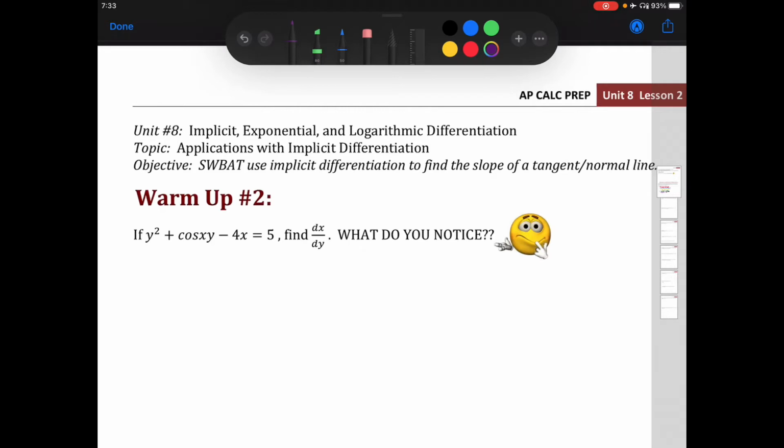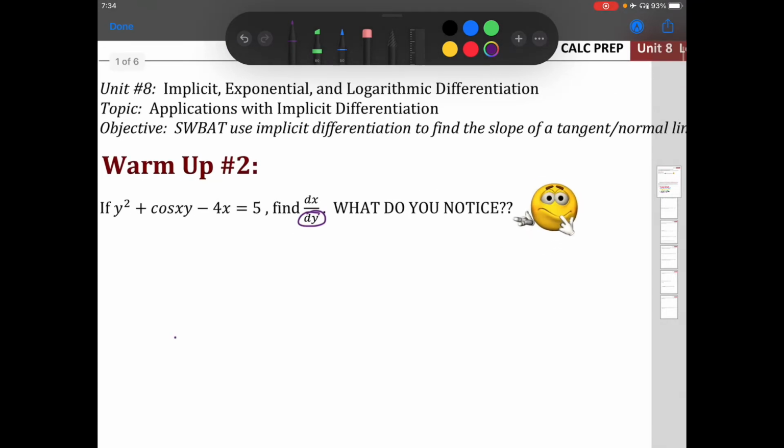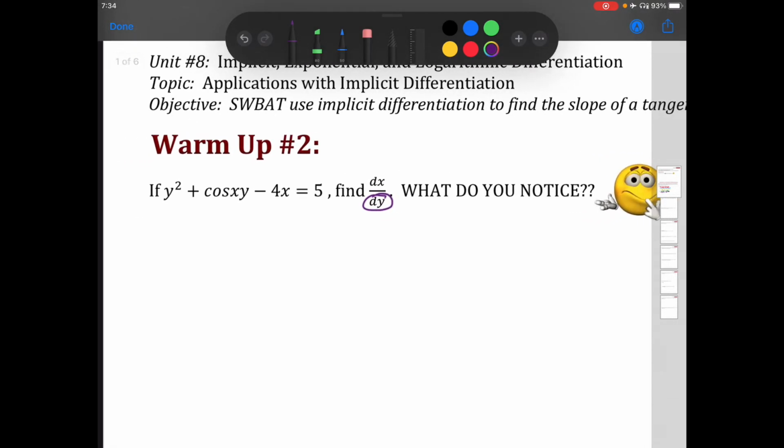The warm-up gives us a curve and it's asking us to find the derivative with respect to y. So that's what is different. We have been doing derivatives with respect to x, but this is the first question where we are trying to find the derivative with respect to y. So what do we do? We're going to apply the power rule. We're going to just apply the same rules that we've known so far.